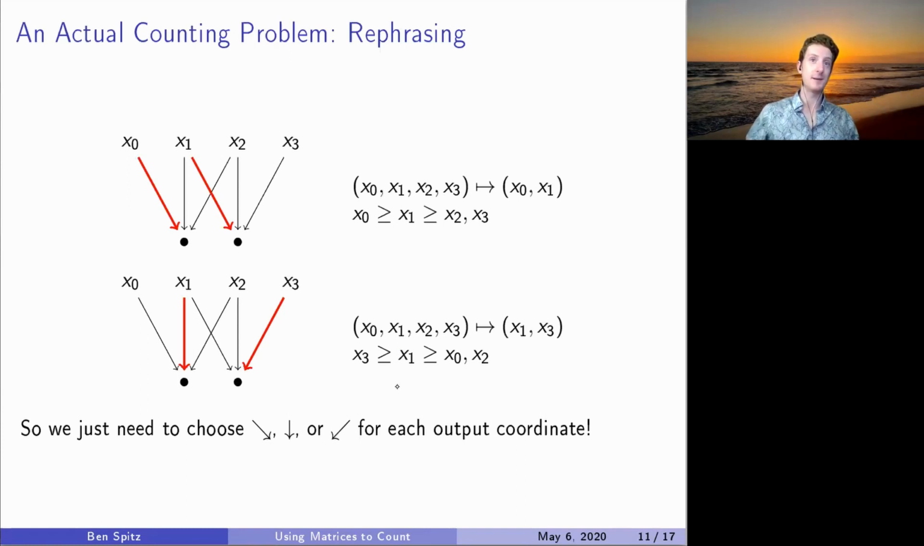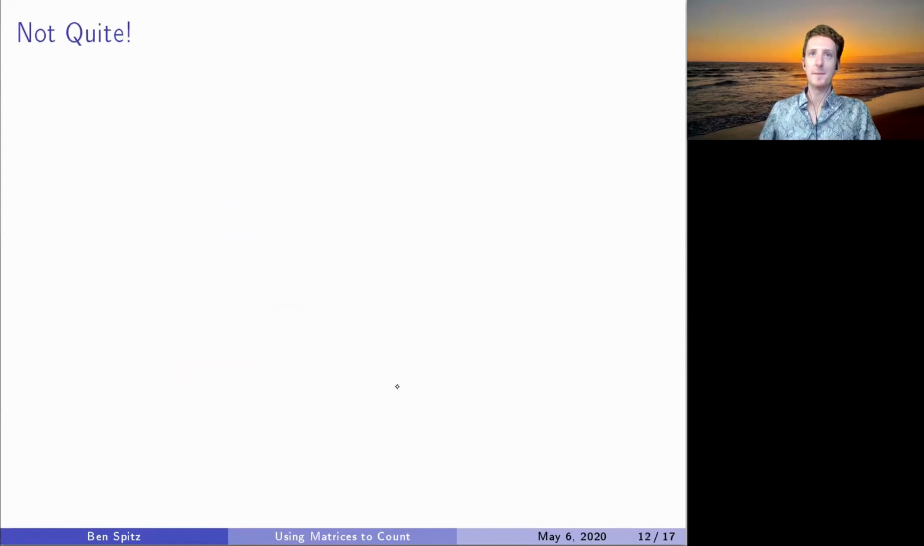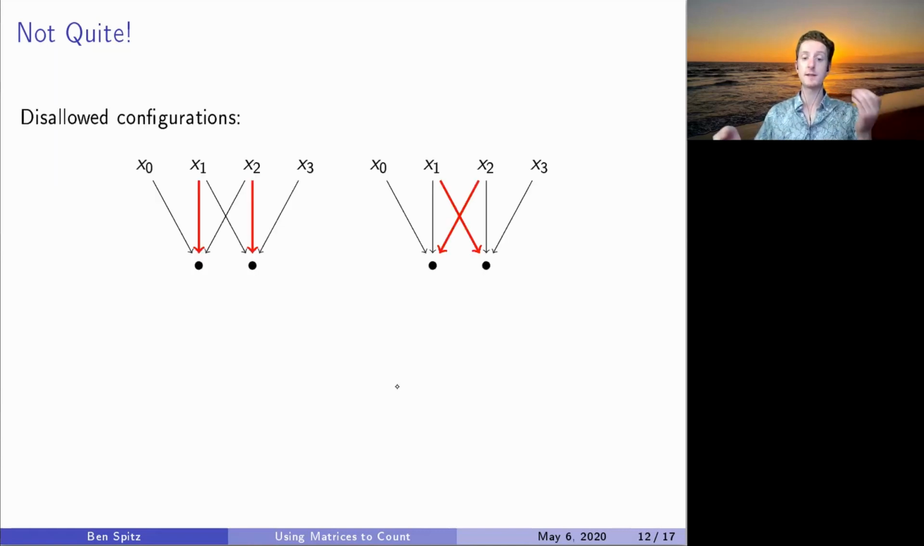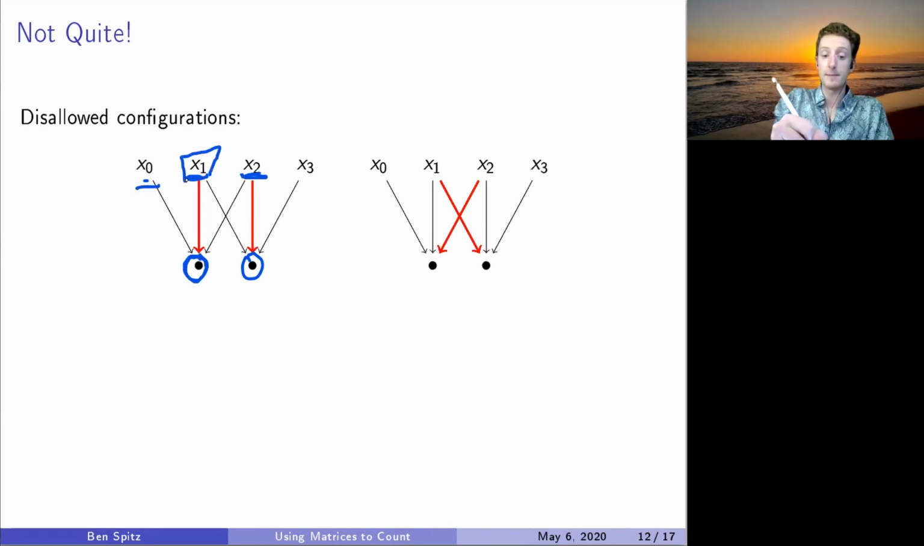Okay, but that's not quite right, because otherwise this would be an easy problem, and it's not. The issue is that some of these possibilities are disallowed. There are some configurations that can't occur. For example, it would be impossible to have a region where this output returns x1 and this output returns x2, because that would mean that this output looked at all three of these inputs, x0, x1, x2, and thought that x1 was the biggest. But then this output looked at x1, x2, x3, and thought that x2 was the biggest. But x1 and x2 can't both be the biggest, except in the edge case where they're equal, but we don't have to worry about that for reasons.